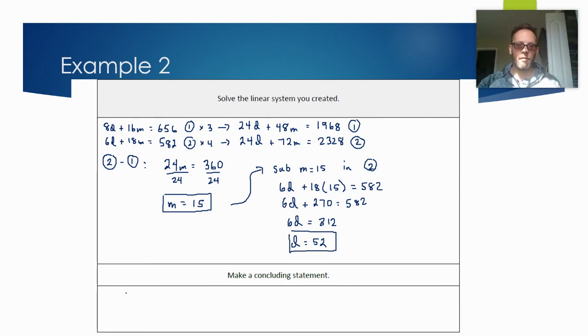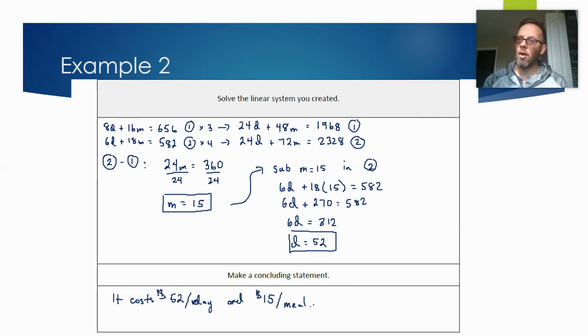So now we can make a concluding statement. It costs $52 per day, and $15 per meal. And we just used our linear system skills that we've been developing. Hardest part is probably setting it up. But now that I know that, maybe I can even custom make my own disc golf vacation with a cost that I'm happy with, knowing the cost per day and the cost per meal.